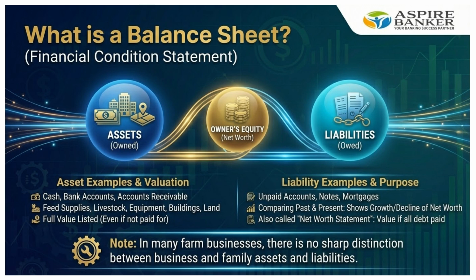The balance sheet is also called a financial condition statement or net worth statement. It shows what is owned, what is owed, and the resulting net worth. Comparing past and present balance sheets helps determine growth or decline. Assets are listed at their full value, even if not fully paid for.